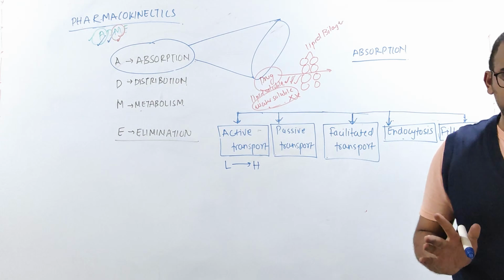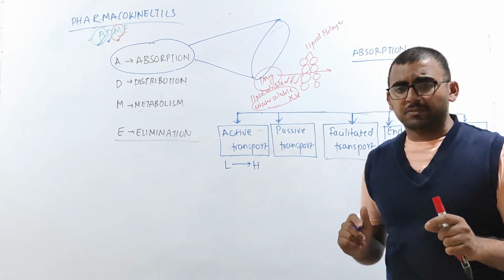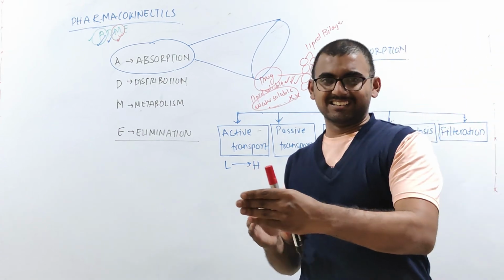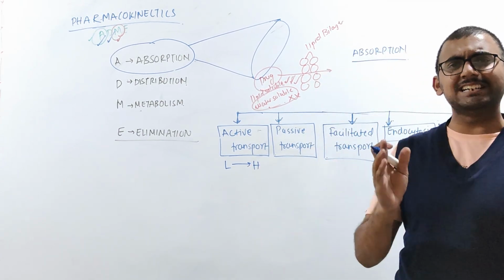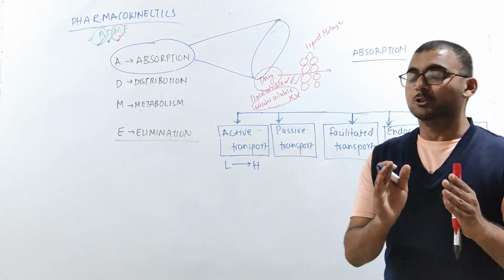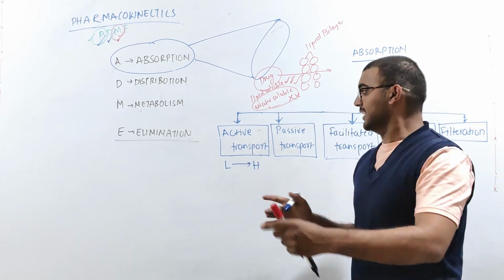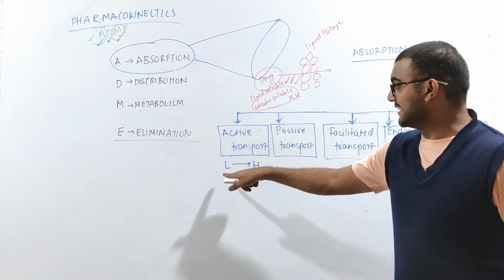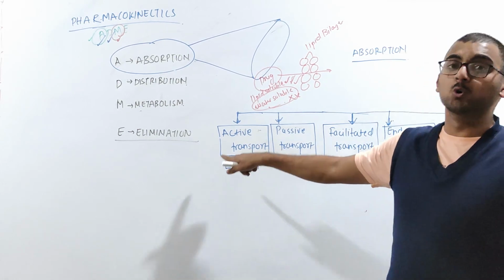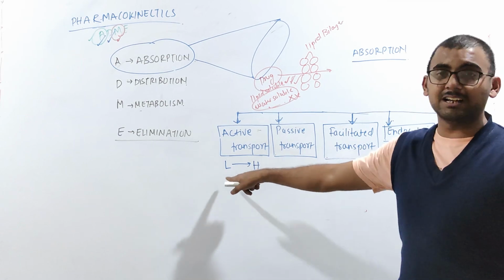So we should understand this. Okay, it's a very basic concept. Whenever there is a gradient, if you are going against the gradient, what is the gradient? Gradient is nothing but a difference in the pressure, the difference in the osmotic pressure. So whenever you are going against the gradient, you need energy. If you are going from low to high, from lower concentration to higher concentration, that is nothing but against the gradient.